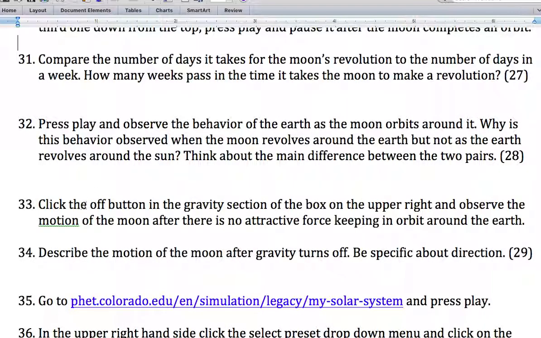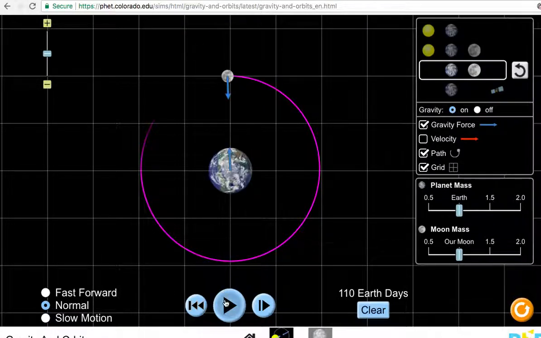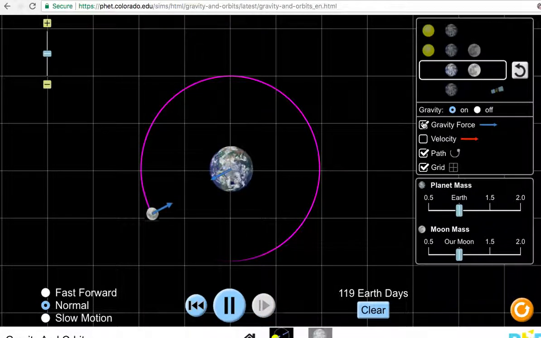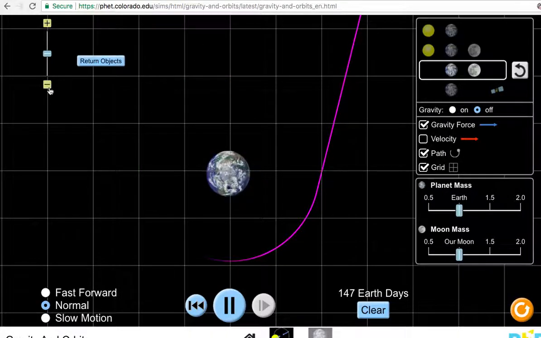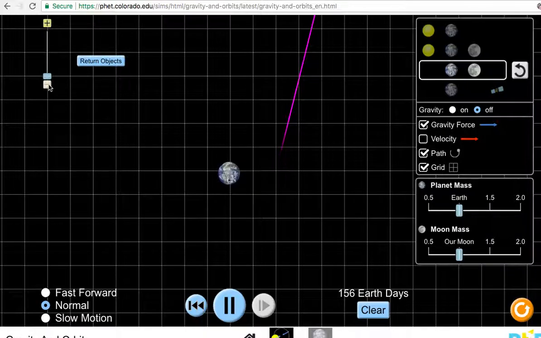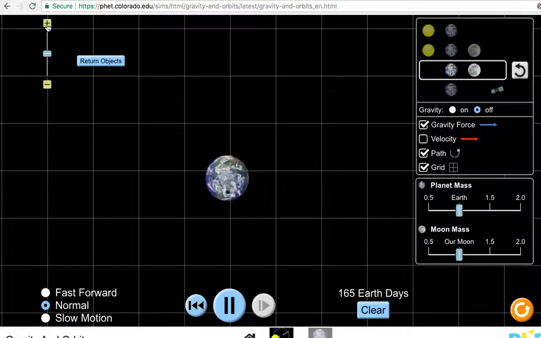So we're going to click the off button in the gravity section of the box in the upper right and observe the motion of the Moon after there's no attractive force keeping it in orbit around the Earth. So what would happen to the Moon if we just turned gravity off? It would just fly off, as Earth would fly off away from the Sun.